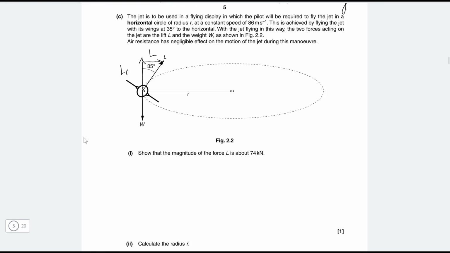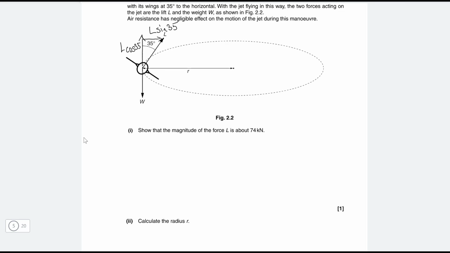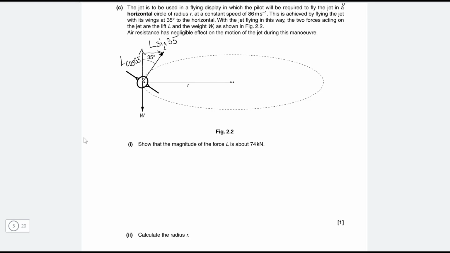I'm going to say that this here is L cos of 35, and this here is L sine of 35, because it's the opposite component. So in order to show that L is 74 kilonewtons, what we can use is that because the airplane is flying in a horizontal circle, L cos 35 will have to equal the weight. So we can just say that L cos 35 is equal to mg. Therefore, L is equal to mg over cos of 35.